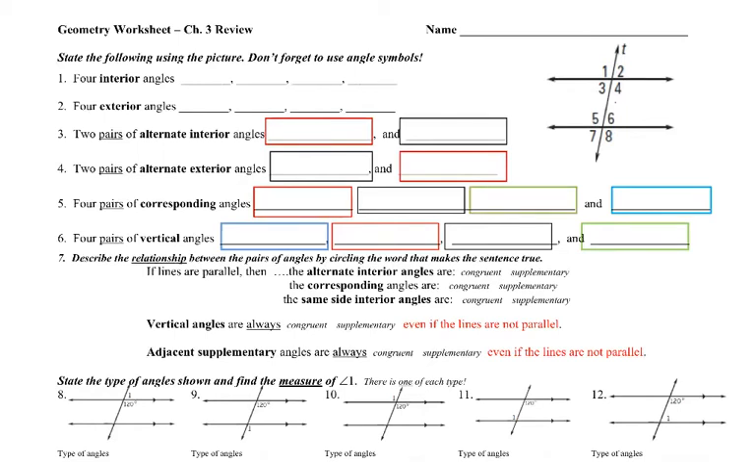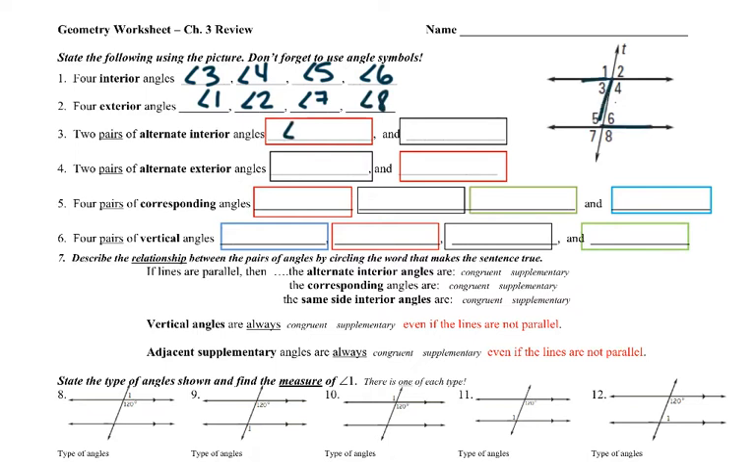So we're reviewing Chapter 3, everything we know about parallel lines and angles. So in this picture, which we've seen so many times, we can see the interior angles are angles 3, 4, 5, and 6. Of course, the exteriors, angle 1, 2, 7, and 8. Make sure you put the angle symbol.